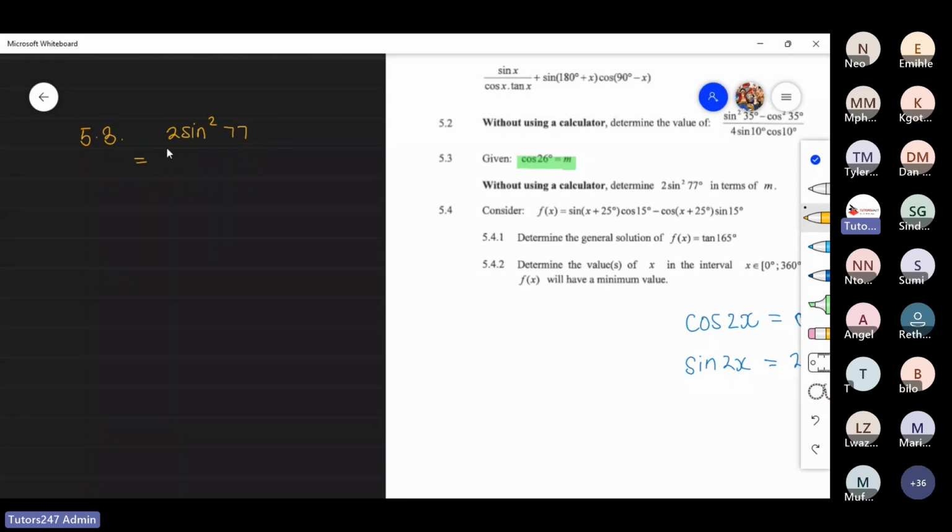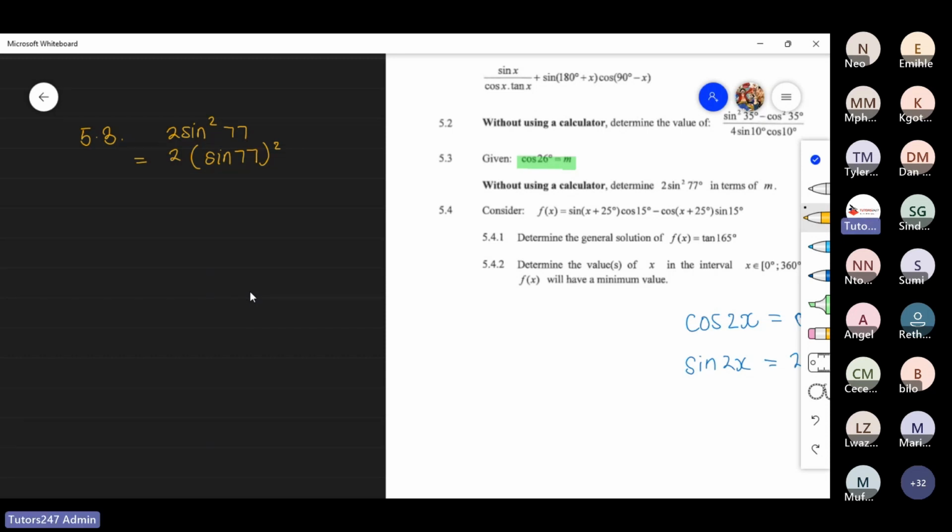From here, what I'm now going to do is separate the squared. I'm going to put it on the outside so that I can deal with the inside. I don't want the square to confuse me, and I don't want it to get in the way of my calculation. So this is going to be 2 into sine of 77 squared. That's still the same thing. I've not changed anything, I've just moved it to the outside. It still technically means sine squared of 77.